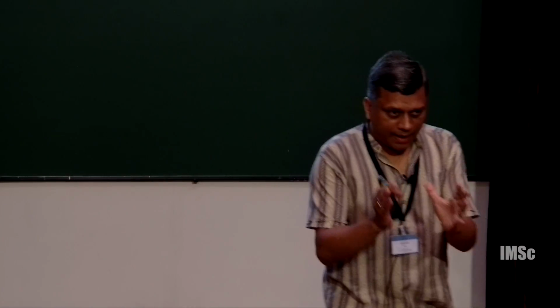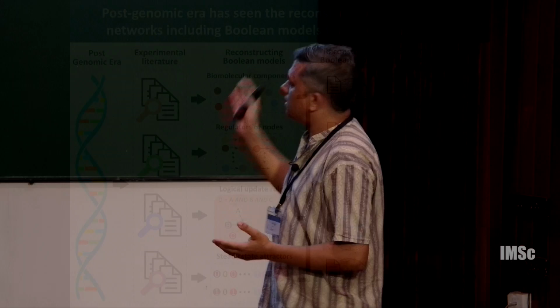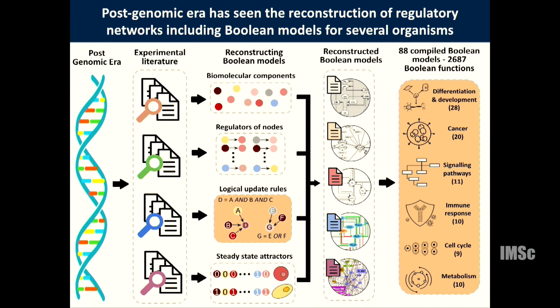So essentially, we compiled this corpus of 2,687 functions, and this is, to date, the largest such study to be conducted. It was a lot of effort because Ajay had to read a lot of papers and compile each interaction and the model and the signs of the interactions, and it had to be done manually.